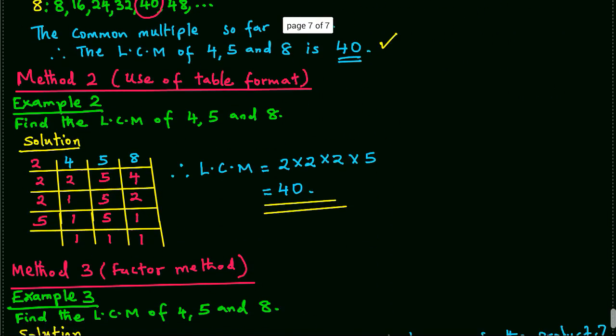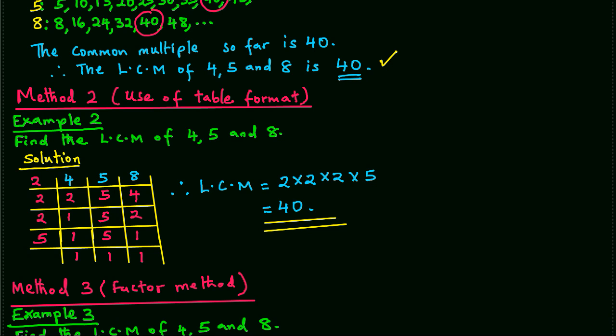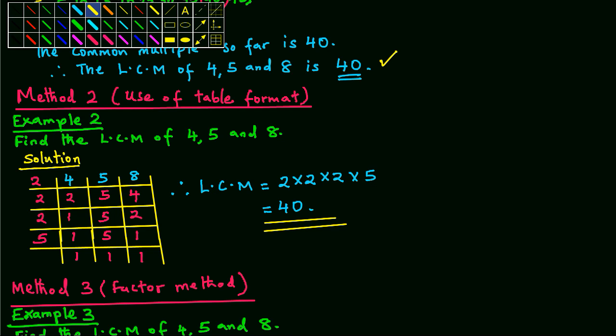The second method is by use of a table. So in this case, we are again required to find LCM of 4, 5, and 8. So in the table, we look for factors that divide all the numbers, starting with the least factor. So our least factor here is 2, which divides 4 2 times.